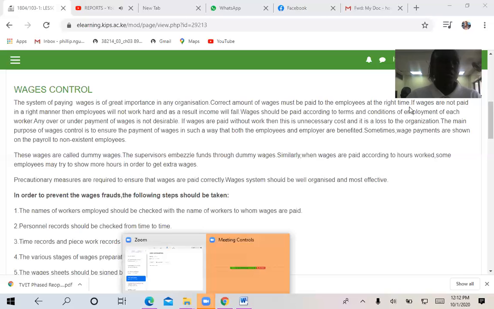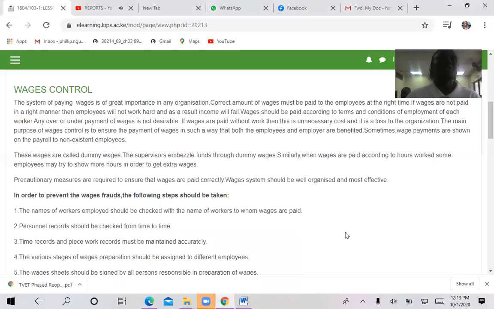Okay, before we go to the methods of computing wages, I would like us to look at wages control. So from the notes you can see how you control the wages.